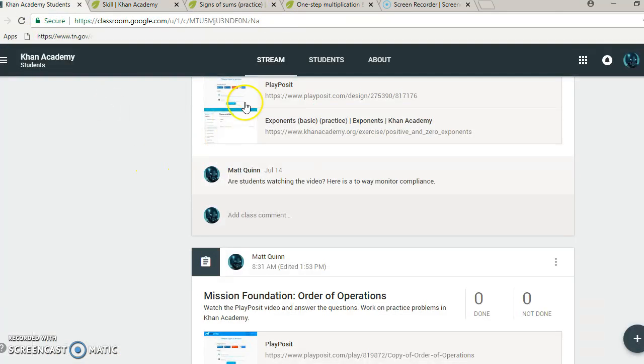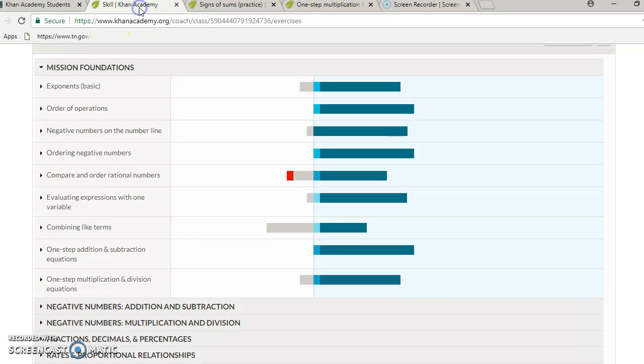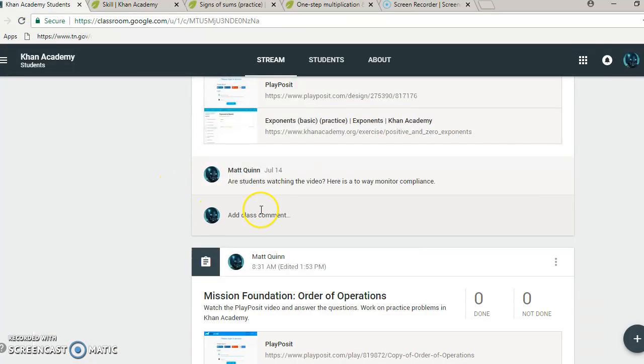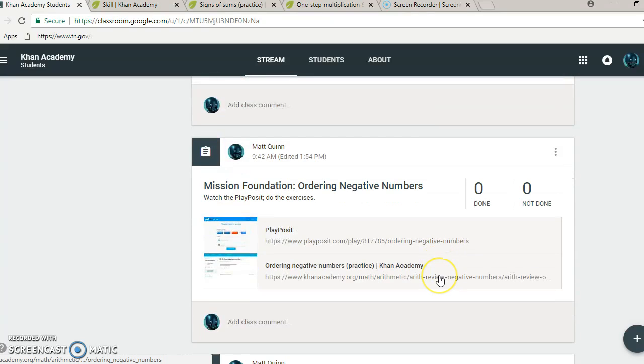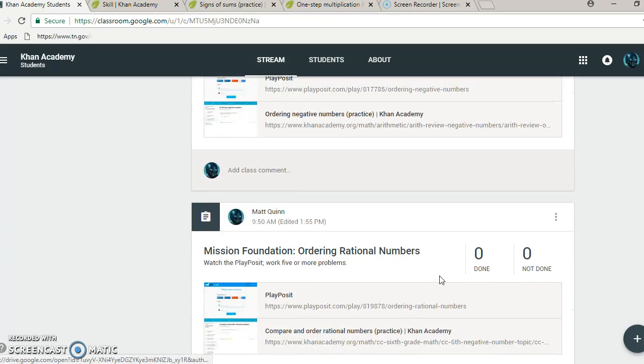Back to this. And then they're all laid out. So, sorry, let me do this again. So, exponents, order of operations, all the way down here to this. What I did is here they are, order of operations. Negative numbers on the number line. Ordering negative numbers, etcetera, ad nauseam.